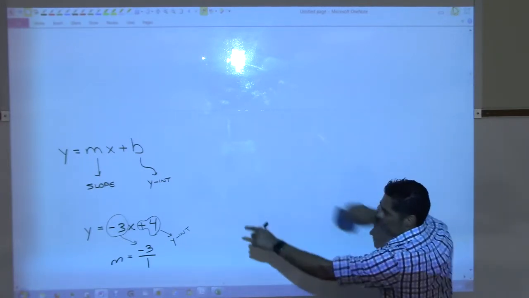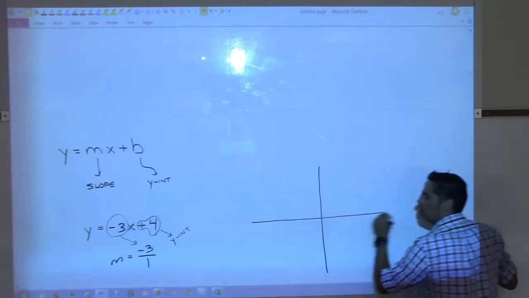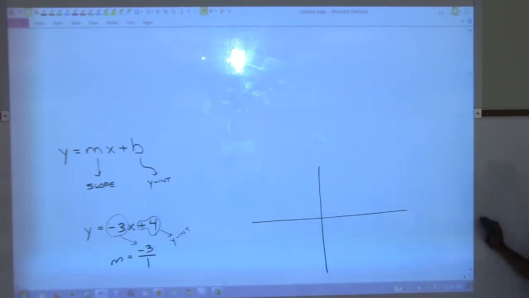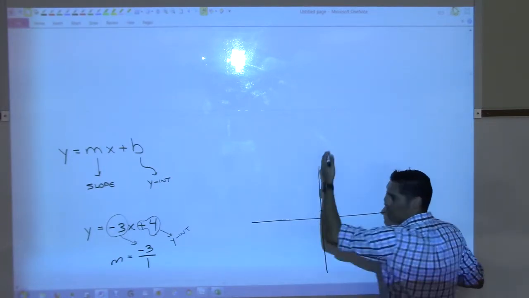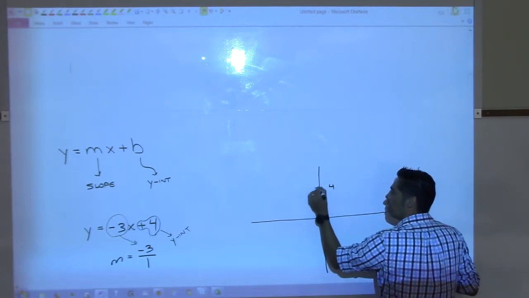If you were asked to graph this line right here, what would be the first thing you do? Where would you start? You first go to the y-intercept, right? You use the 4. So remember, this is y and this is x. So I go up 1, 2, 3, 4. Here's 4. I put a dot.